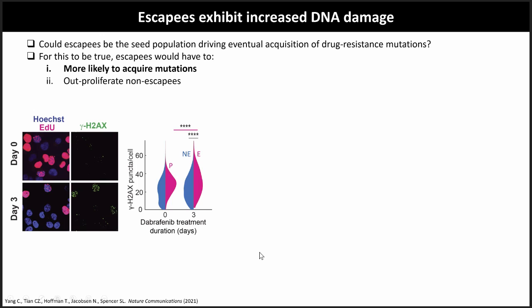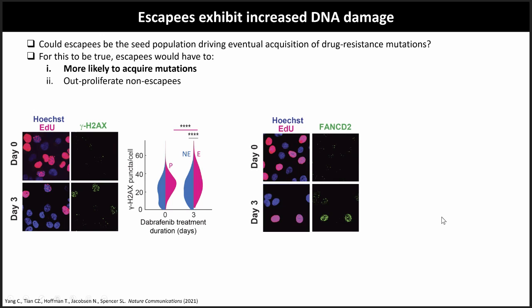We're now trying to understand where this damage is coming from because, of course, BRAF inhibitors are not designed to be mutagenic at all. And one thing we figured out so far is that these cells seem to be undergoing DNA replication stress, which is a result of stalled DNA replication forks, which can be marked by this protein FANCD2. And again, we see low signal in untreated cells, much higher signal in treated cells, and that signal again is enriched specifically in the cells that are escaping at that moment.